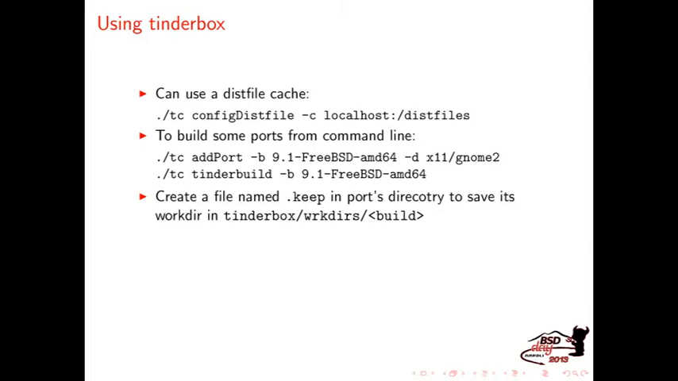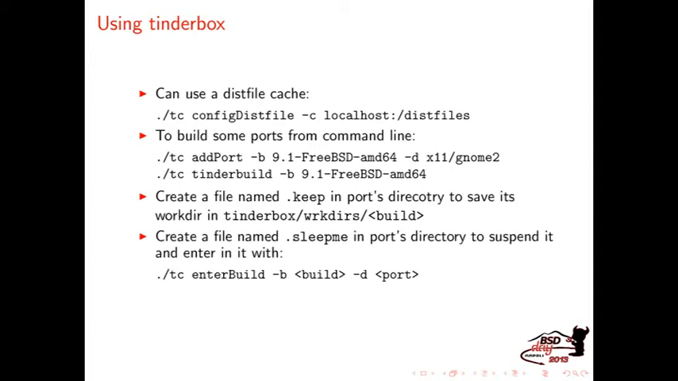So we can create .keep, an empty file, in a port directory. And Tinderbox will save the work directory of that port, packaged, in this path. We can go there, decompress it, and analyze it to see what's going wrong with the port if the log file is not enough.